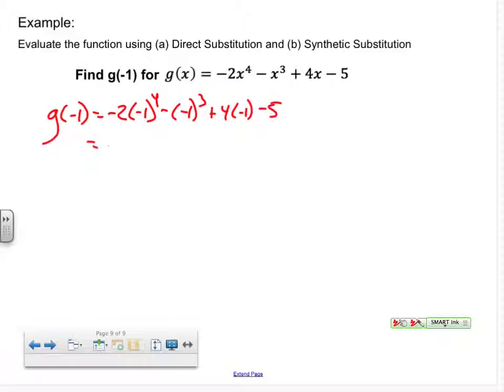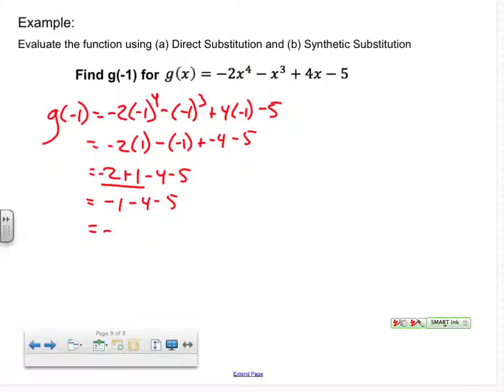So, simplify, -2 times -1 to the 4th is -2. -1 cubed is -1. Plus 4 times -1 is -4 minus 5. So we got -2 plus 1 minus 4 minus 5. So this is -1 minus 4 minus 5. That works out to -10. All right, who won?